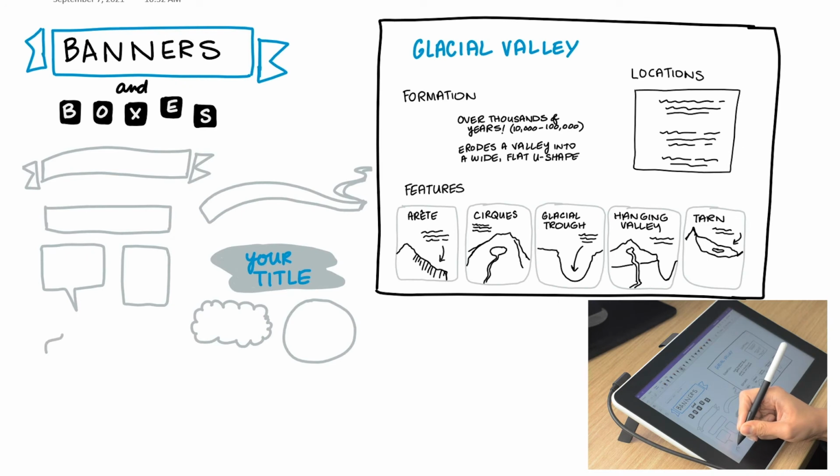Banners and boxes are containers for your content. They really help split up a lot of text and help the eye navigate the page. They also don't have to be banners and boxes. They could be an image like a car.